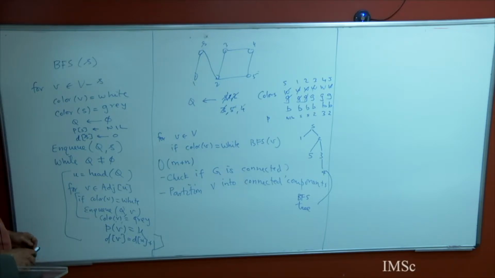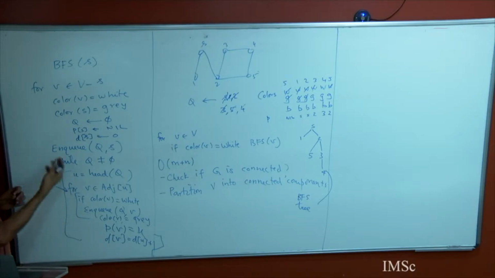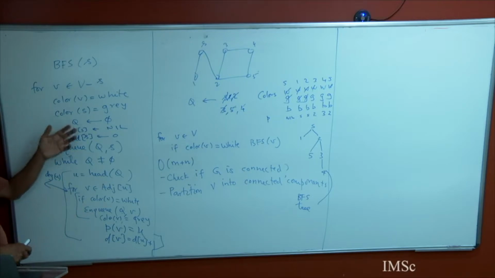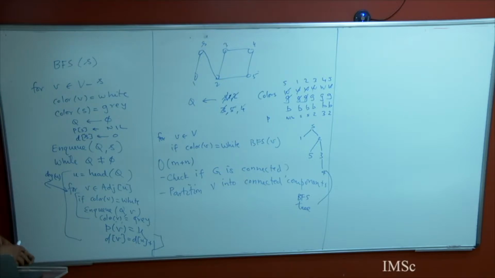We saw why order m plus n, simply because this is the crucial work here. It's the degree of U, amount of effort you are trying to do, and no vertex gets into the queue more than once because it would have become black and I won't add it. So every vertex, its degree is the total time you're going to spend. Summation degree, that's order m, and there is order n everywhere, right? We are setting the colors and there is something here.